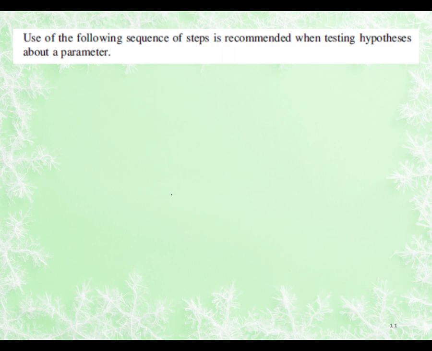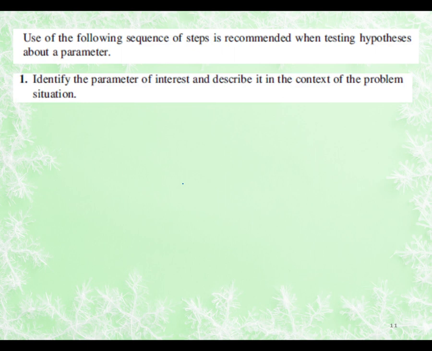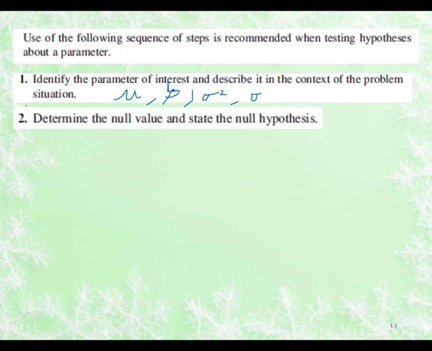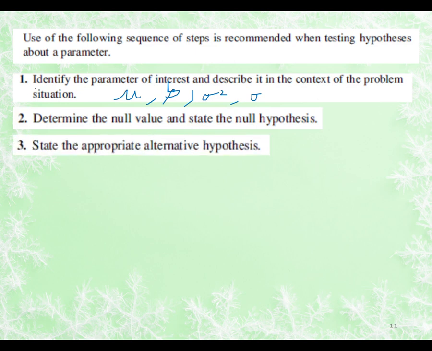So in your textbook, they start by saying, firstly, identify the parameter of interest. So are we dealing with mu? Are we dealing with p? Are we dealing with sigma squared? Are we dealing with sigma? Are we dealing with something else? What parameter are we dealing with? Because you can't do a test if you don't know what you're interested in. Then you need to determine the null value and state the null hypothesis and state the appropriate alternative hypothesis. So these steps together are basically what we called your first step.